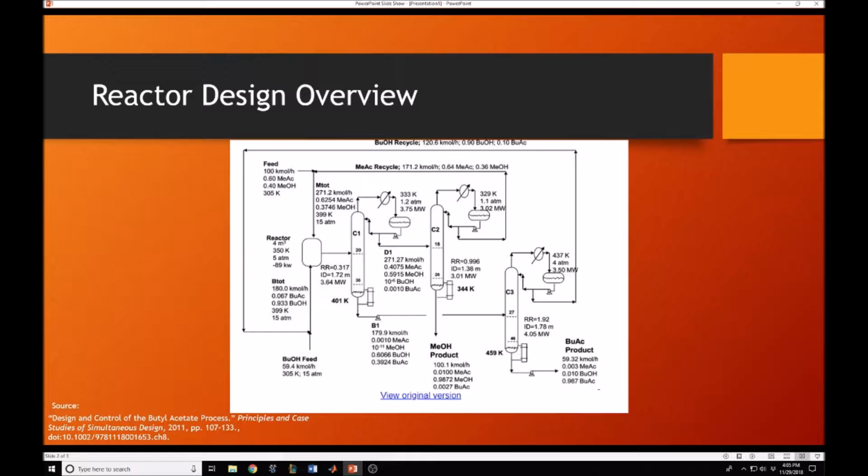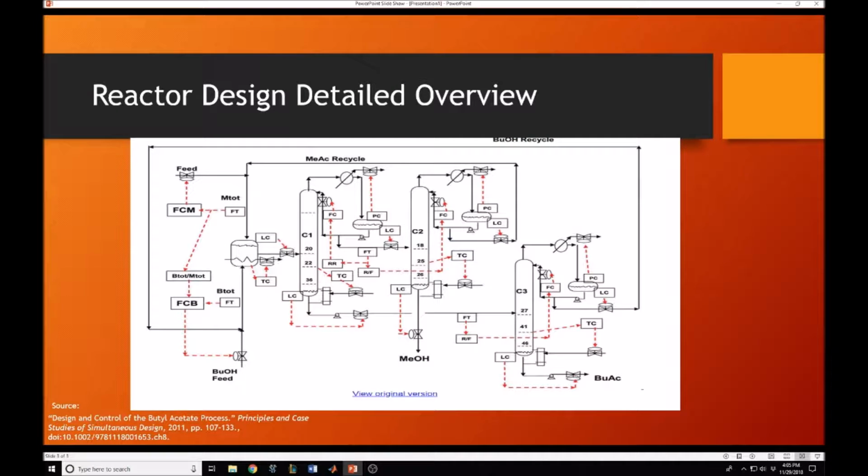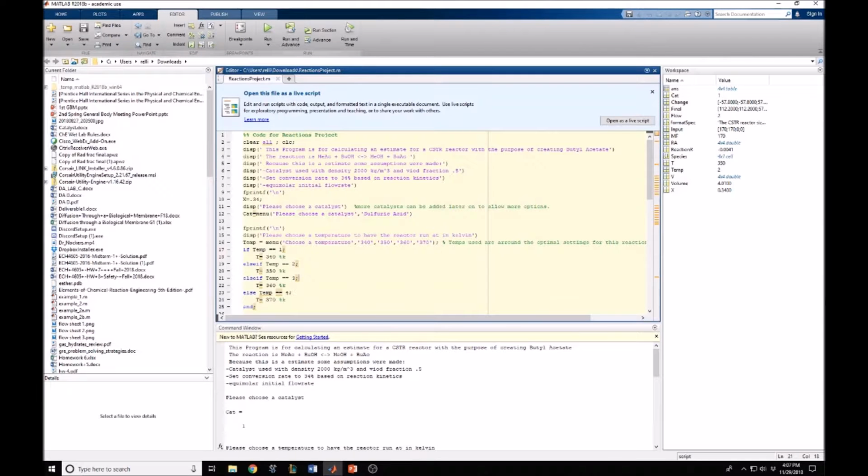Now, for this project, we use this flow sheet as a general overview of what our design for the reactor should be. This is also cited right here. A more detailed version of the reactor can be found right here. The purpose of this project was for a non-engineer to get a rough estimate of the size of a reactor in order to produce butyl acetate.